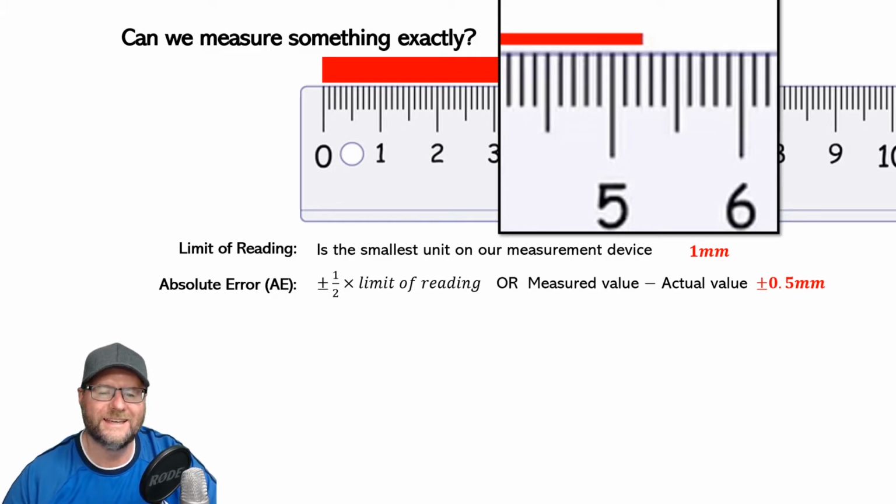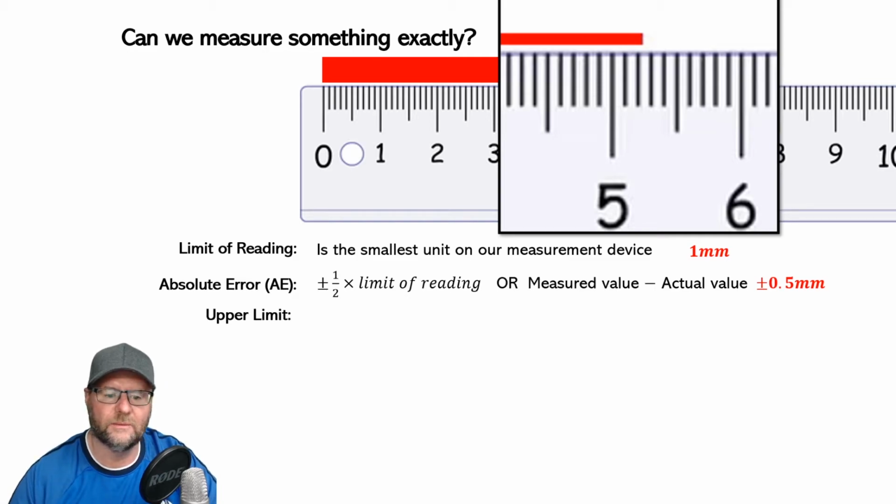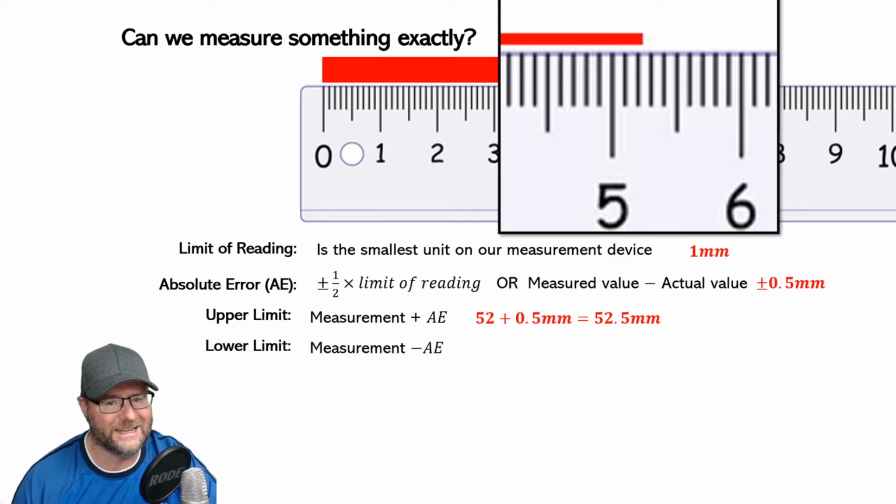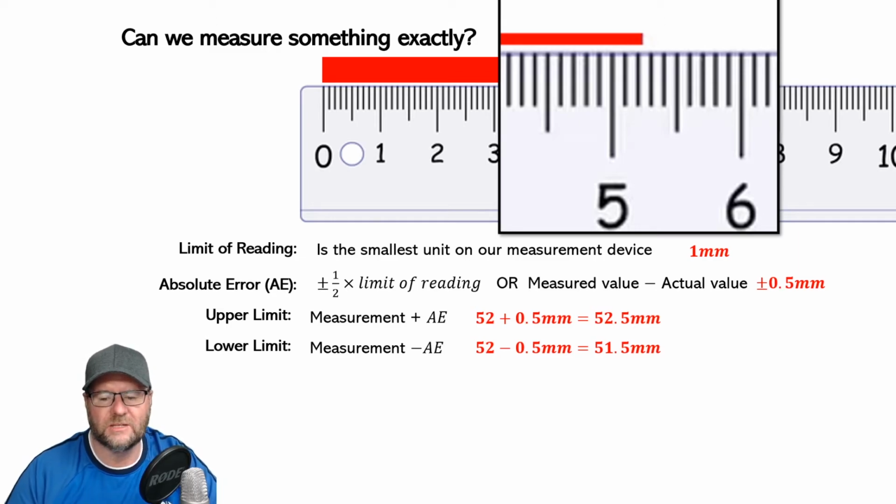So that gives us an upper limit and a lower limit. Now the upper limit is simply whatever we measure it to be plus our absolute error. So we measured it at 52 millimeters plus our absolute error of half a millimeter means it could be as high as 52.5. We have a lower limit, which is the same thing, but this time we take it away. So it's the absolute error taken away from our measurement. Now that gives us a range that the actual length of that red line sits somewhere between those two numbers.